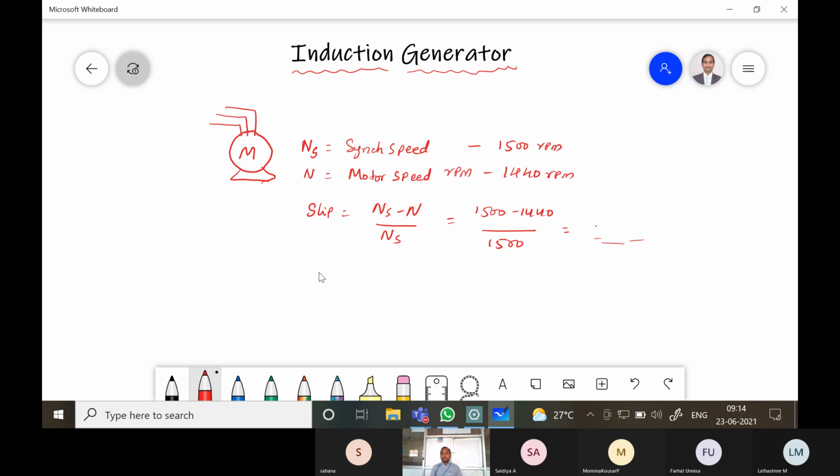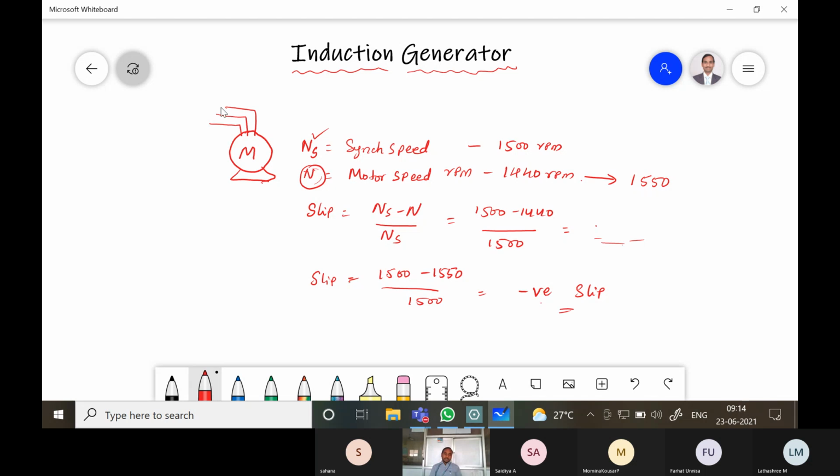So now the slip is going to be negative. When the slip is negative, the motor speed is more than the synchronous speed. So this motor speed increases above 1500 rpm, suppose 1550 rpm. So what happens now? Slip is equal to (1500 minus 1550) divided by 1500. You will get the negative slip. Whenever your motor speed is more than your synchronous speed, you will get the negative slip, right?